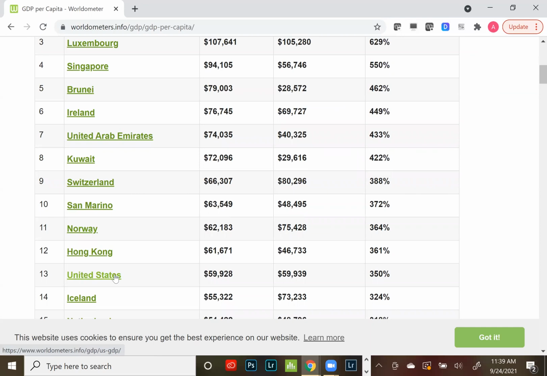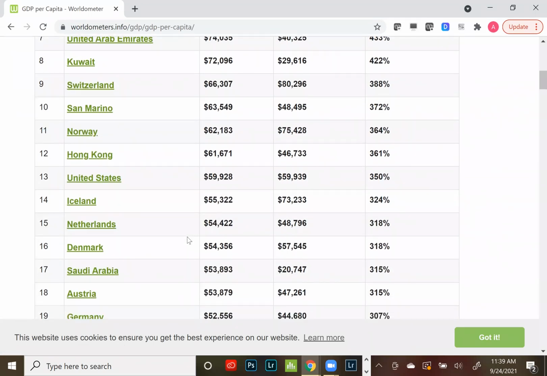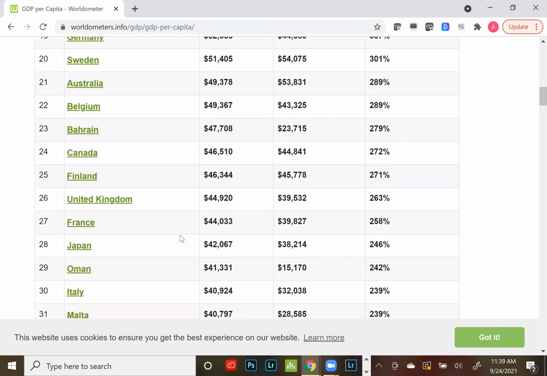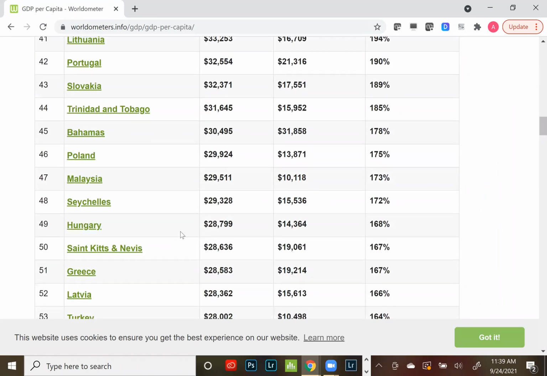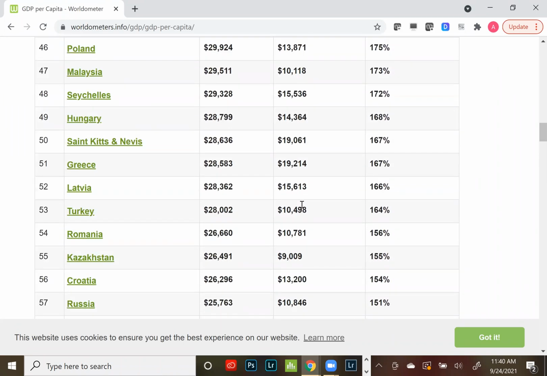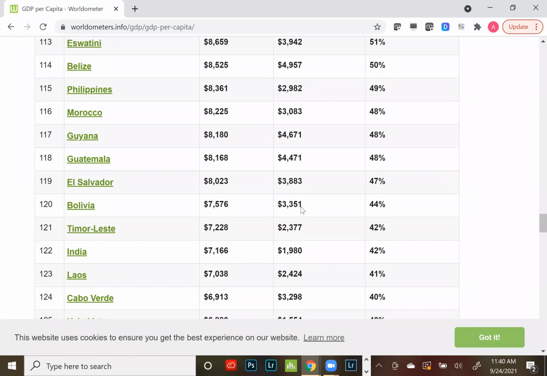Look at that. The US is only 13th as far as per capita goes, but still #1 as far as total goes. So yeah, you can see our numbers up around 60,000. Some of these countries, it makes you wonder how people can live on these numbers.